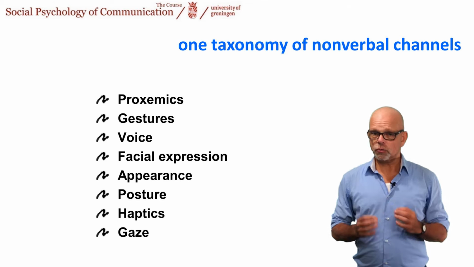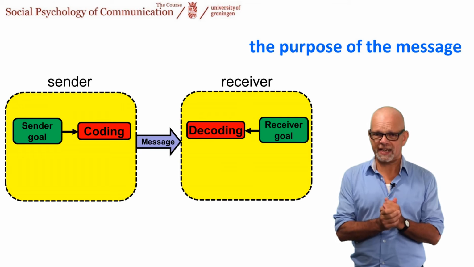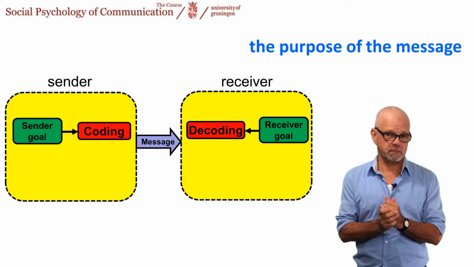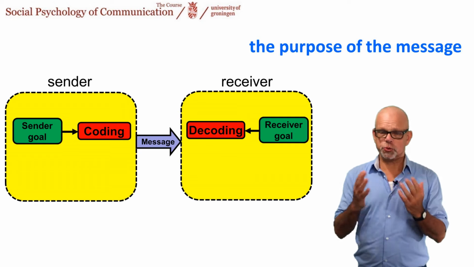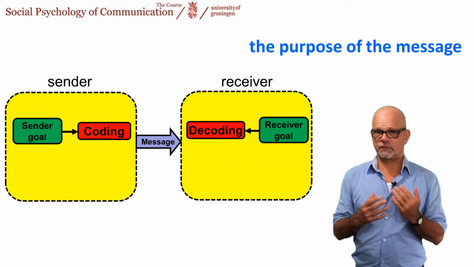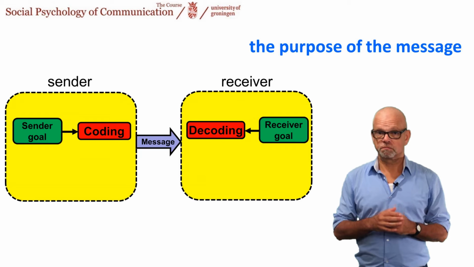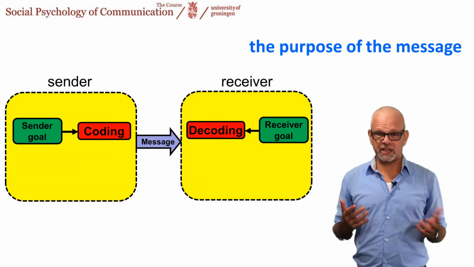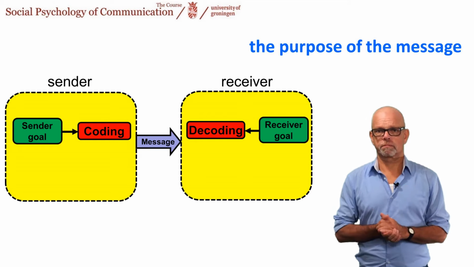The sender composes a message on the basis of one or more goals. These goals determine what is said and how it is said. The sender may have the primary goal to persuade the receiver, for example, to support the sender in some task. Words, tone of voice, silences are chosen on the basis of this goal.